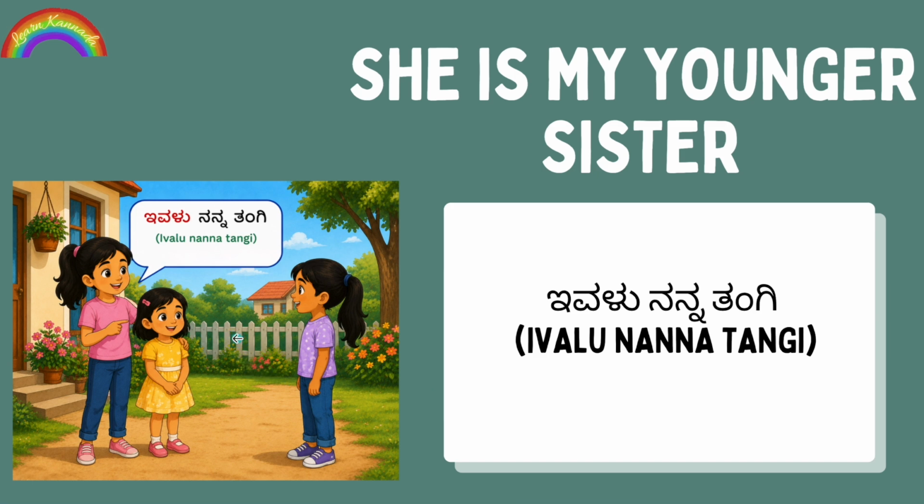Similarly, in this picture, the girl is introducing her younger sister to her friend. Since the younger sister is standing near her, we use Ivalu. Therefore, the girl introduces her younger sister by saying, Ivalu nanna tangi. She is my younger sister.